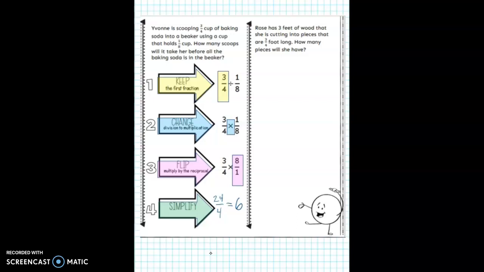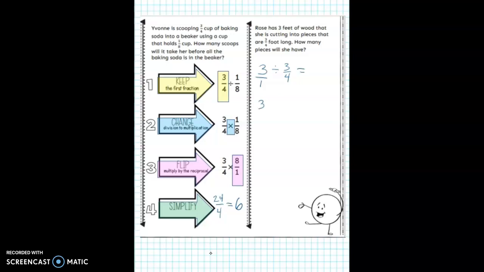The next problem here says that Rose has 3 feet of wood that she's cutting into pieces that are 3/4 of a foot long. So she is taking the 3 of the whole number and dividing by 3/4. How many 3/4 can she get out of 3? First, we need to write 3 as 3/1. That way we have 2 fractions we are using.